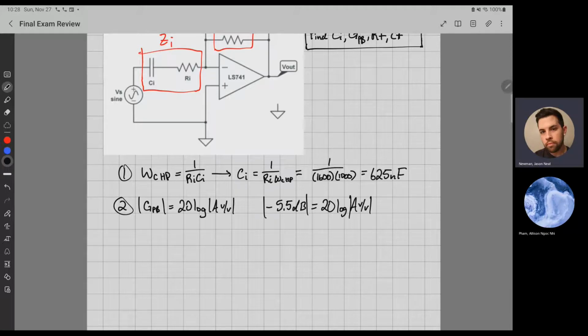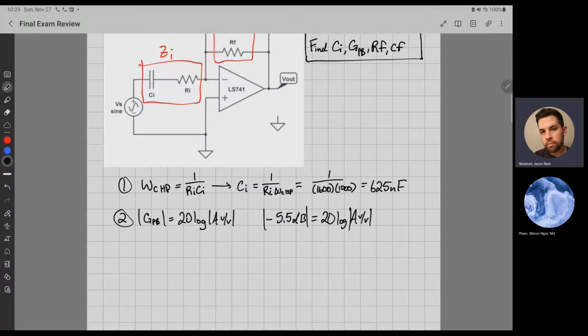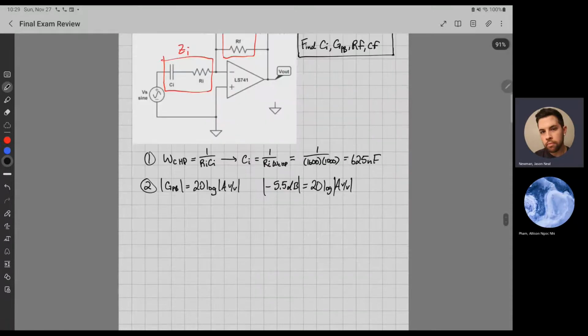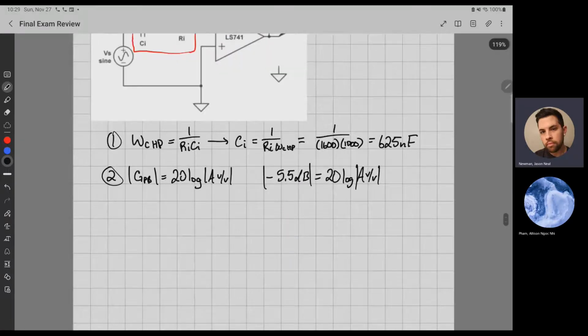That's what we need to solve this problem, to find the gain in the passband. So we can do some algebraic manipulation of our own to solve this, or we could just use that formula that we saw earlier in midterm 2, which I'm not going to go back to.